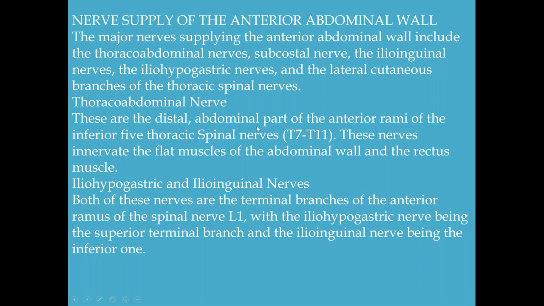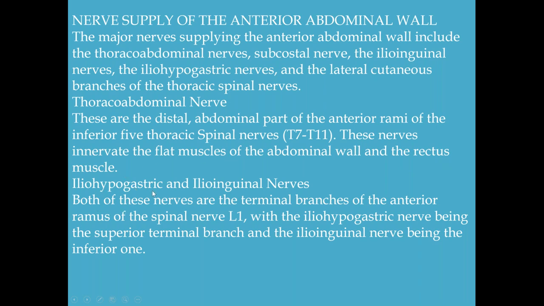These are the distal abdominal part of the anterior rami of the inferior 5 thoracic spinal nerves, T7 to T11, and these nerves innervate the flat muscles of the abdominal wall and the rectus muscle. So the thoracoabdominal nerve supplies the abdominal wall and the rectus muscle.